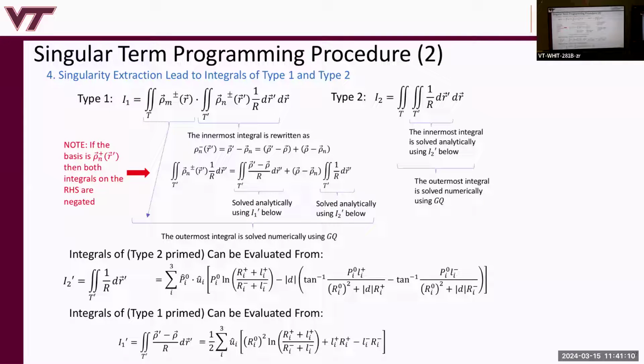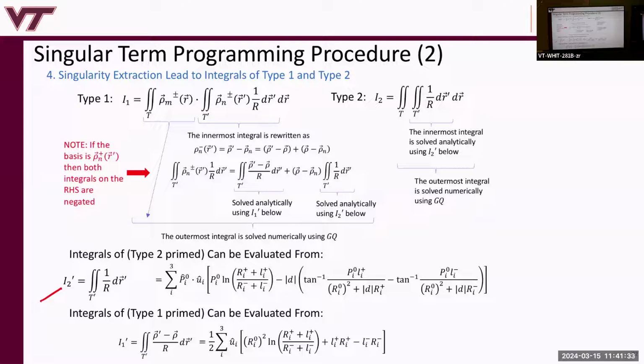Okay, why do we call this one I2 prime? Well, because if we look here at our type 2 integral, which is our scalar potential integral, we're going to solve the innermost integral analytically using the I2 prime that we solve for here. Here's the I2 prime. Remember, this was one of our key results.